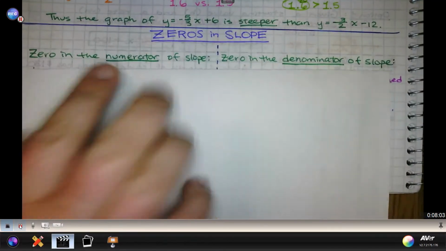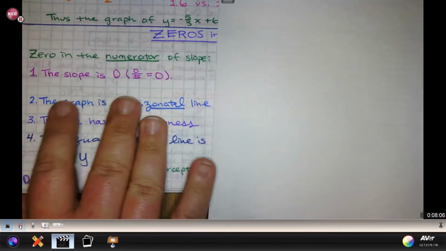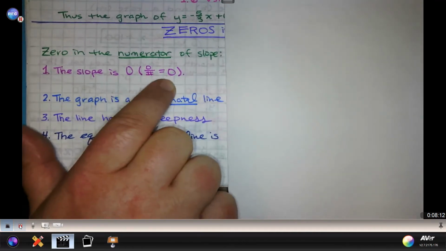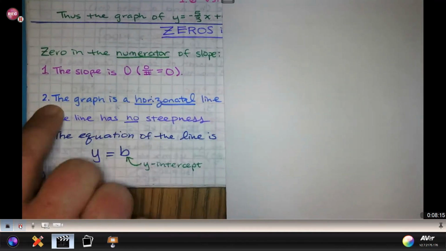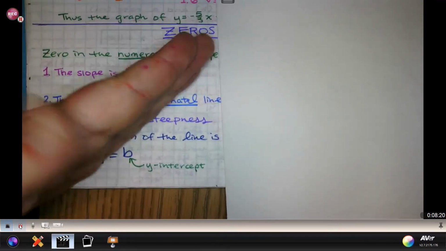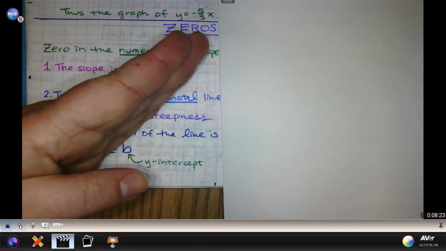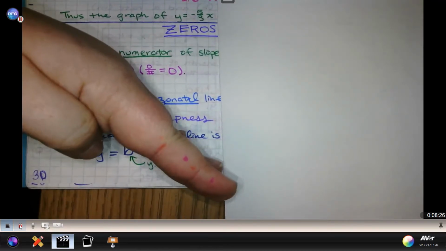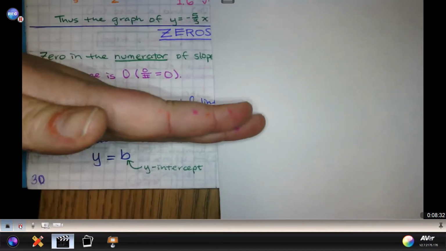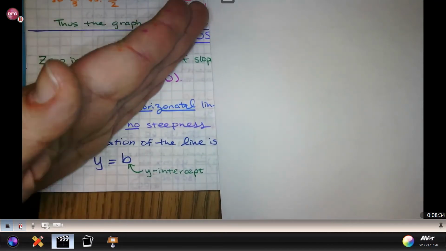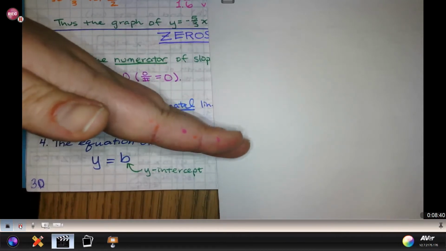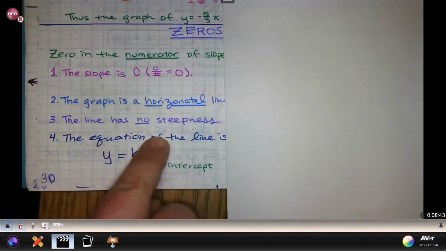So let's focus on numerator first. If the 0 is in the numerator, then the slope is 0, because 0 divided by a number is just 0. You can try that on your calculator, okay? The graph is a horizontal line. So if you think about it, positive numbers are rising lines or increasing. Negative numbers are decreasing. 0 is the number in between positive and negative. And what line is in between increasing and decreasing? Horizontal, okay? So it goes positive slope, positive slope, positive slope, positive slope, 0, negative, negative, negative, negative, negative, okay? We consider it to have no steepness.